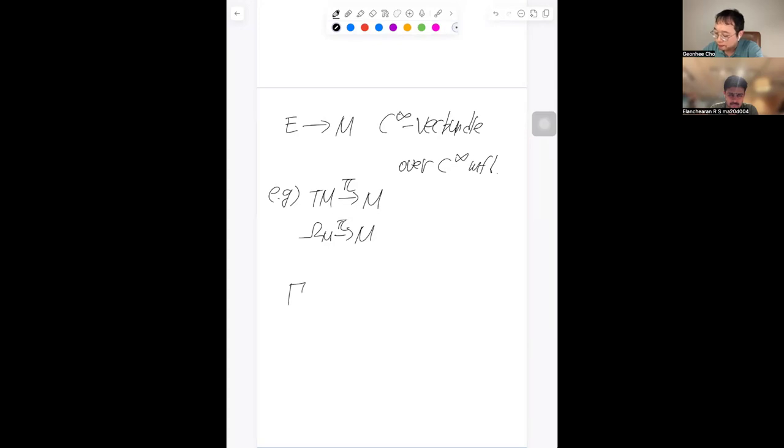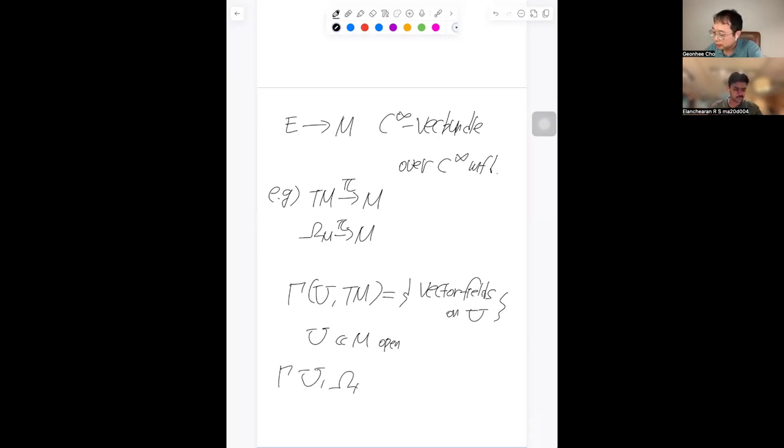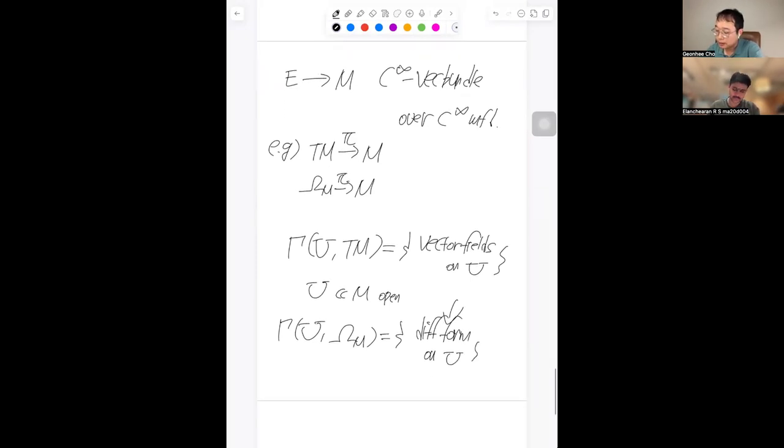Then the sections depend on the choice of the open subset U. For the tangent bundle, this is a collection of vector fields on U. And for the cotangent bundle, this is the differential one forms on U. These are the examples of smooth sections.